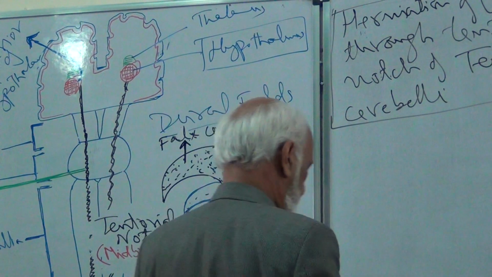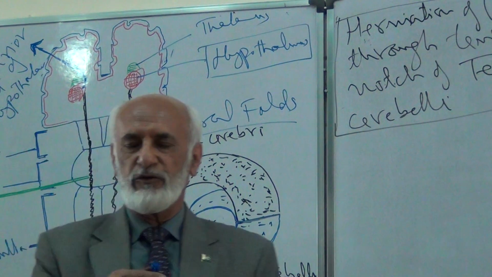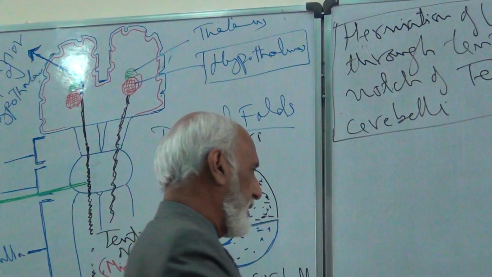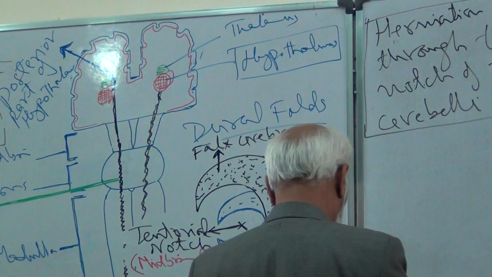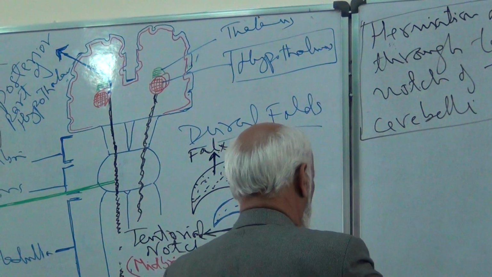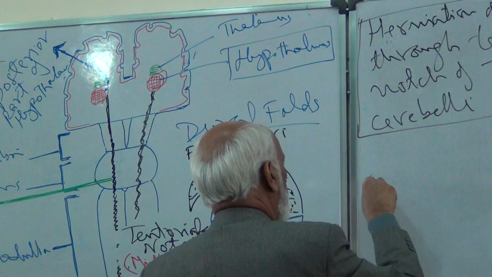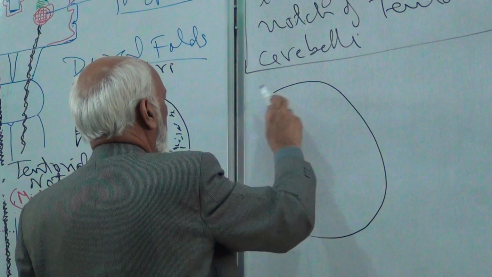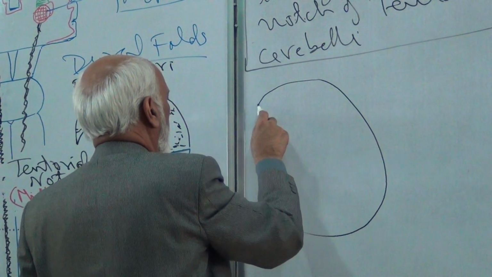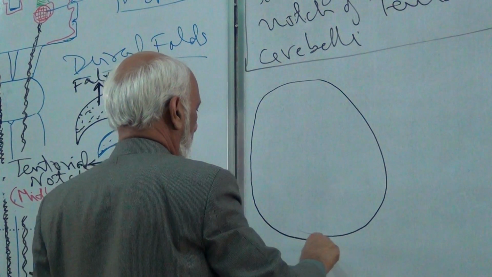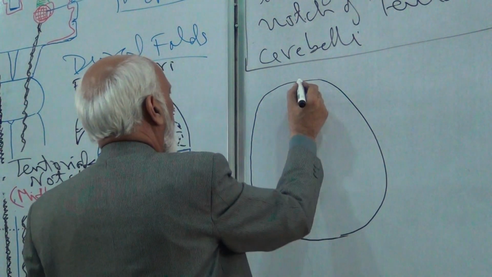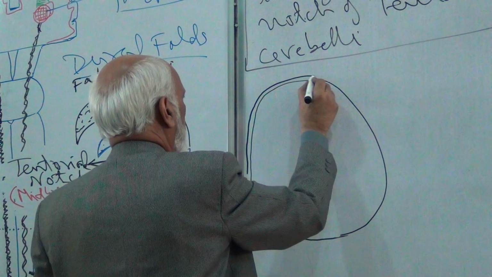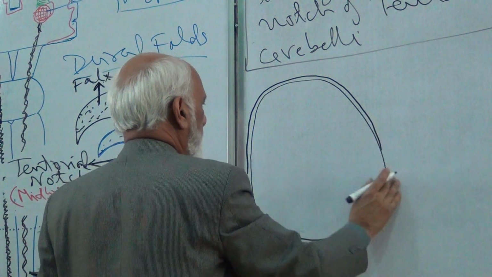Now if we cut a horizontal section through the skull just above the tentorium cerebelli, how will it appear? For example, this is a horizontal section through the skull. This is the cut edge of the skull, exposing the cranial cavity.